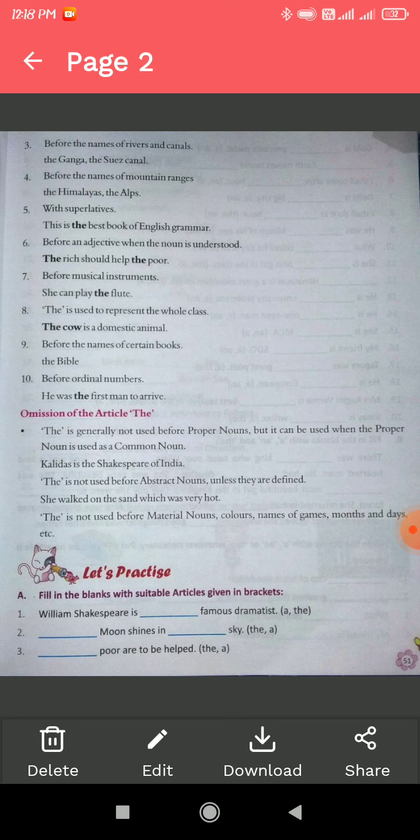She walked on the sand which was very hot. And also the is not used before material nouns, colors, names of games, months, days, etc. We should avoid using the article the before material nouns, colors, names of games, months and days.